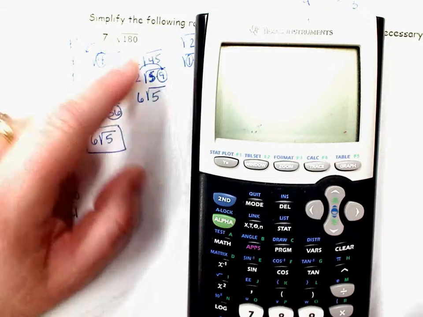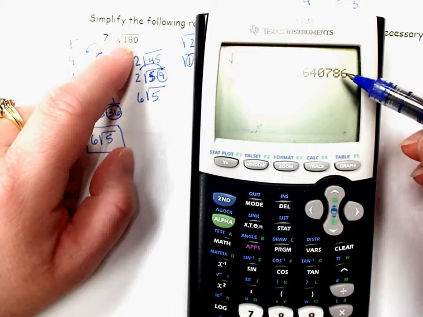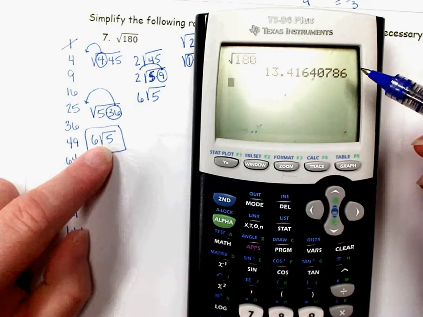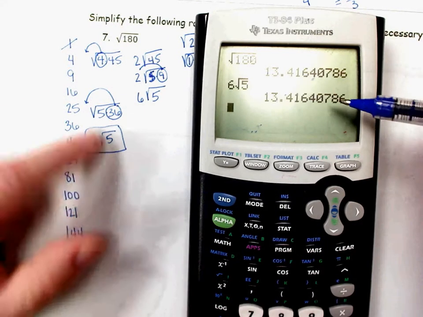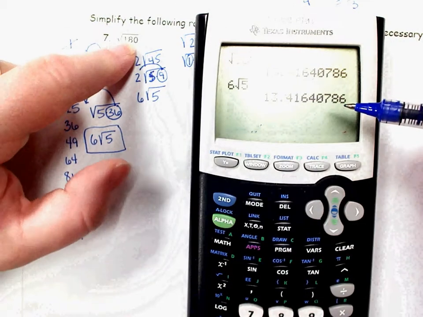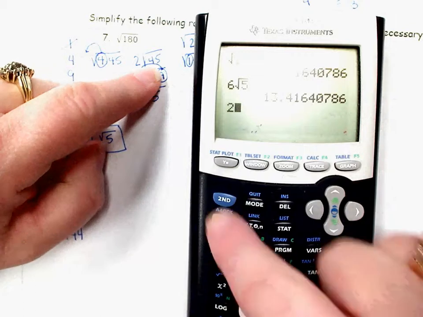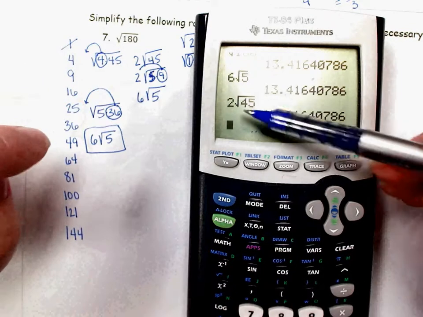But if you put the square root of 180 in your calculator and get it as a decimal, when you put in 6 square roots of 5, you should get that same decimal, because those are equivalent to each other. This is just the simplified form of that. But like I said, if you put in 2 square roots of 45, you're going to think you did it right because you get the same decimal. It's just that this is not completely simplified yet.